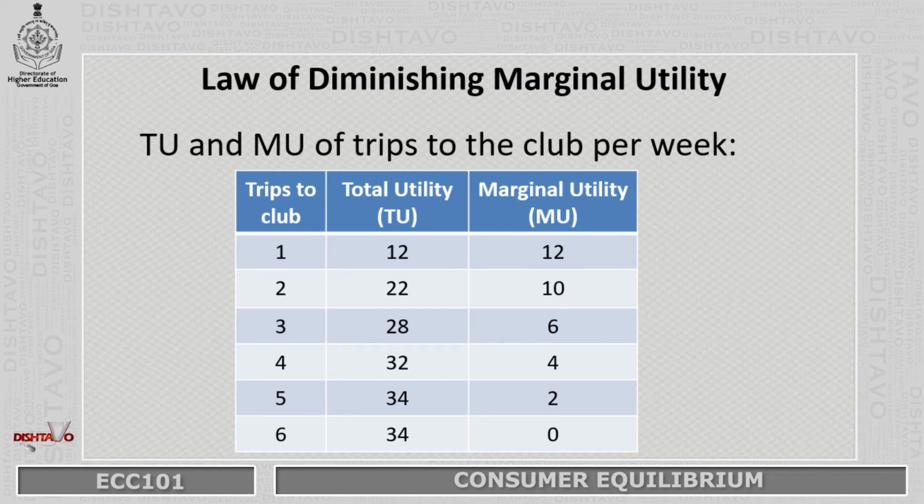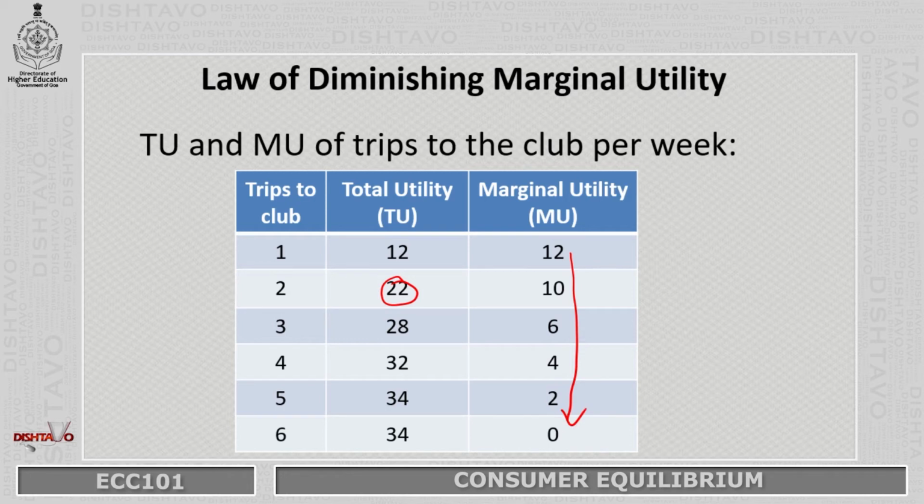As he goes from the first trip to the second, his utility increases by 10. So the second trip gave him 10 utility, and that's why the total is 22, since 10 plus 12 is 22. The third one gave him 6 extra utility, so adding to 22, it becomes 28. Therefore total utility went on increasing and then became constant. But look at the marginal utility, it is decreasing right from the beginning, from 12 to 10 to 8.